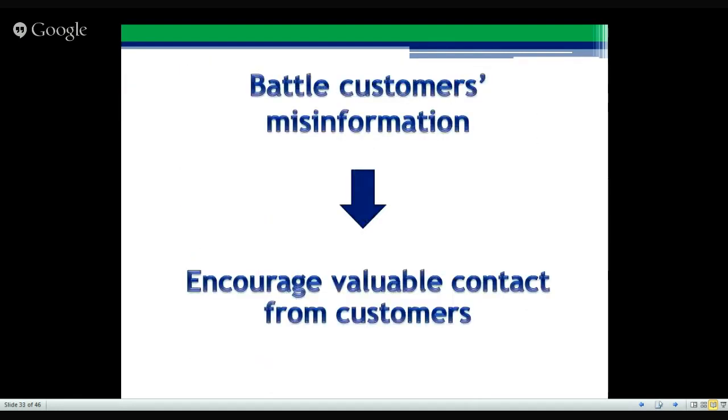So what you want to do is, at the end of the day, battle your customers' misinformation. Try to figure it out. Try to understand what it is they're misinformed about. What is it that your customers do not understand? And then as a result, encourage valuable contact from the customer. So that's really important. If someone has a complaint, battle it, try to figure out what it is, and really encourage people to give you any type of feedback about your brand, positive or negative.